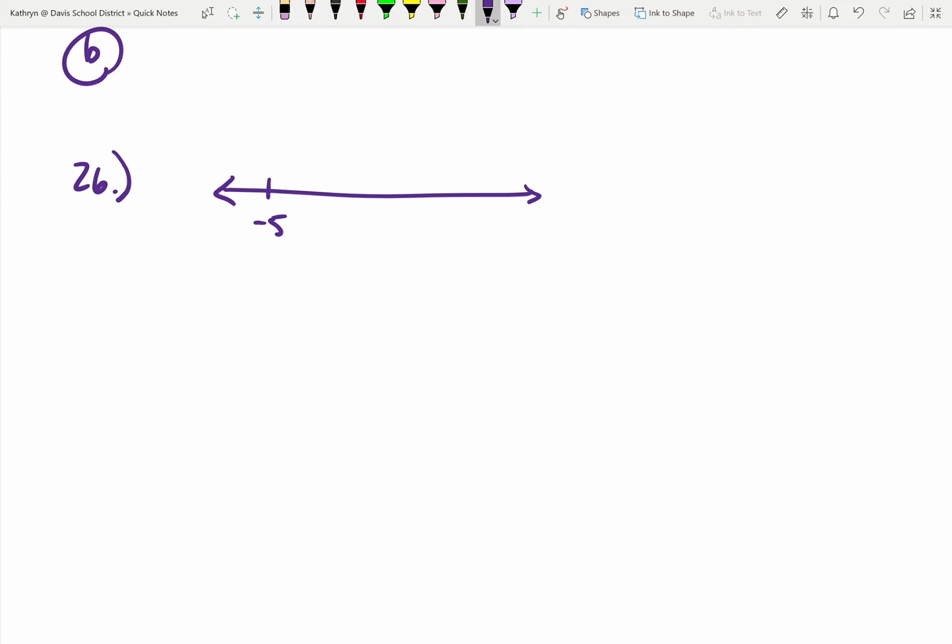Okay. Here's question number 26. So they give you a rational function. They tell you the critical numbers. What is the solution? I really want you to graph this thing. So you're going to come out here to -5. Next is a 1, and then you have a 3. Now, the 1 is a restriction, so open circle here, closed here, closed here.